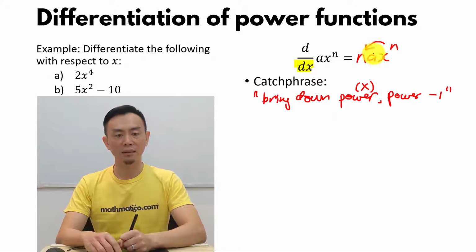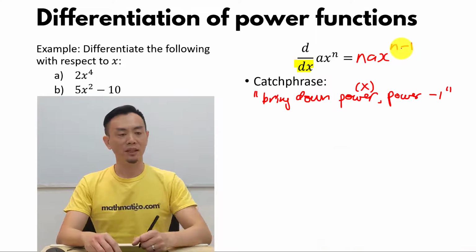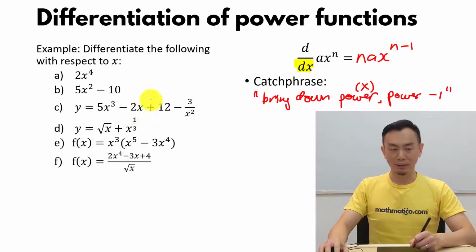So you see the n came down, right? And the power minus 1. So this power here, n, is going to get a minus 1. Yeah, that's basically how it is done. So if you differentiate ax to the power of n, power bring down, you get n here, times ax to the power of n minus 1, the power minus 1. So let's apply it to some examples here.